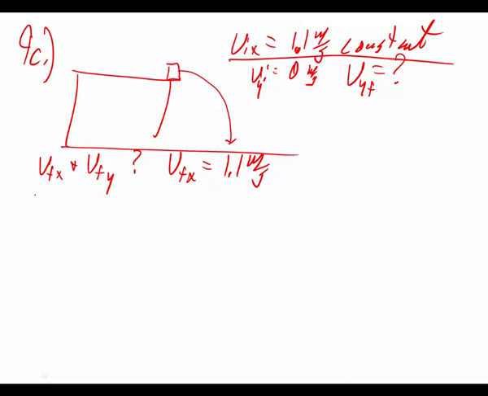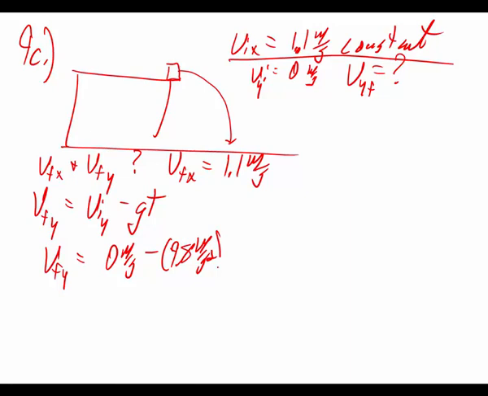Well, how will I find y? Well, you remember this little kinematic right here? So plug it in, we got 0. All right. So we got V final in the y is what? 0 meters per second minus 9.8 meters per second squared times what? 0.48. And so we get negative what? 4.7 meters per second. Yeah?